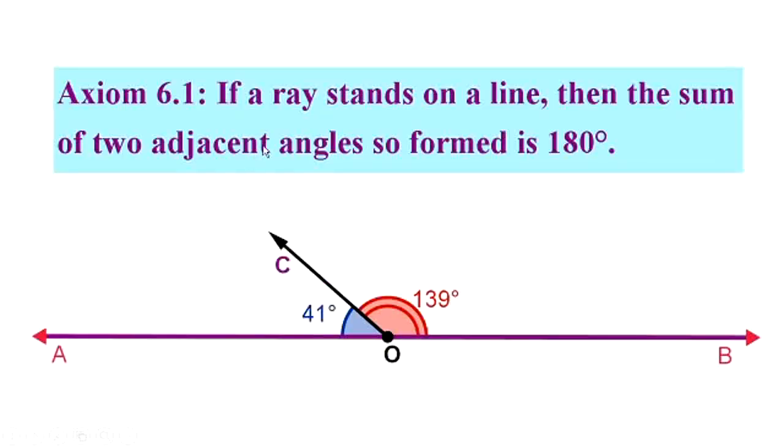Axiom 6.1. If a ray stands on a line, then the sum of the two adjacent angles so formed is 180 degree. Here AOB is a line on which ray OC stands. Therefore, the sum of the adjacent angles is always 180 degree.